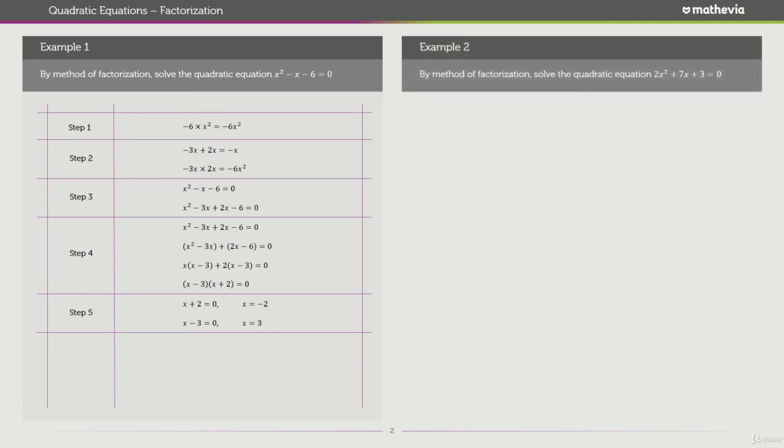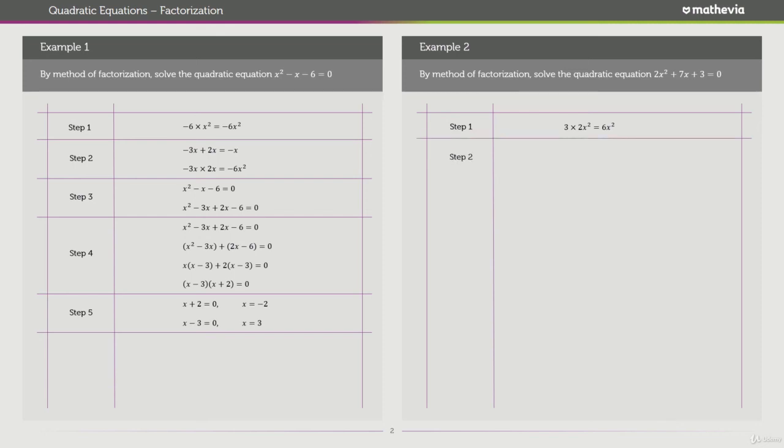Example 2. Example 2 says, by method of factorization, solve the quadratic equation 2x squared plus 7x plus 3 equals 0. Simple. First thing we want to do, multiply first and last term. 3 times 2x squared gives you 6x squared. Then you want to list out the factors of 6x squared. So x, 2x, 3x, 6x, the negative factors as well: minus x, minus 2x, minus 3x, and minus 6x.